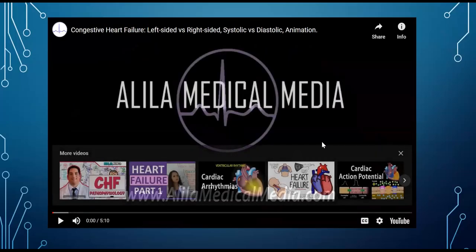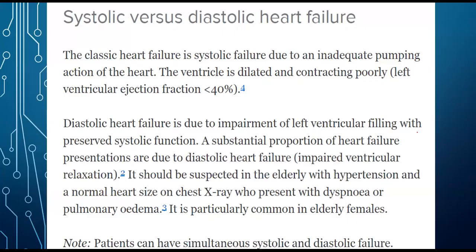Now there is a video here which will show what systolic and diastolic heart failure are. Just go through it in your own time. So what is the difference between a systolic and diastolic heart failure?